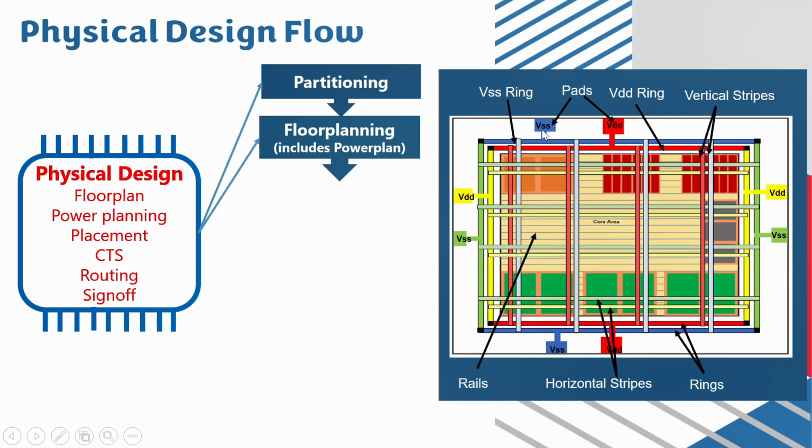Here these pads are the main source of power supply, and from these pads power goes to the rings, horizontal and vertical rings, and from the rings it goes to the stripes, and from the stripes it goes to the rails, and finally from the rails it gets supplied to the standard cell VDD and VSS. So it ensures that all on-chip components in the design, like macros and standard cells, will get adequate power and ground connection so that the design has minimal IR drop, or the IR drop is within limit.